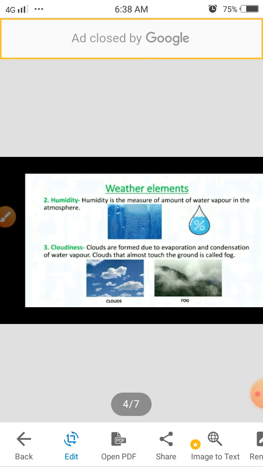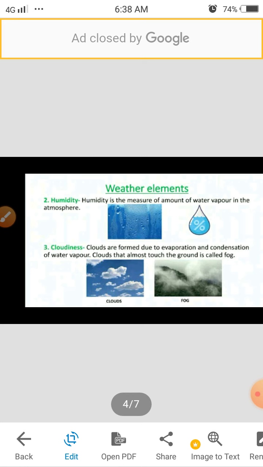Next element is the humidity. What is the humidity? The measure of the amount of water vapor in the atmosphere is called the humidity. The amount of water vapor in the atmosphere at a particular time, particular place, or particular temperature is called humidity.